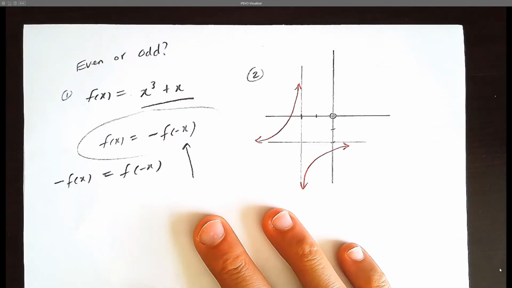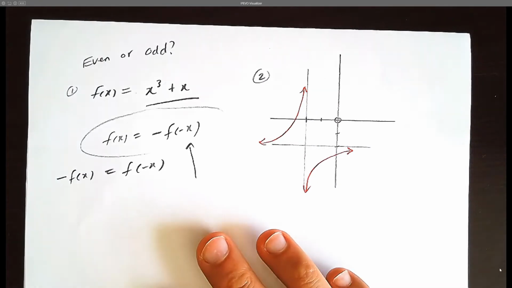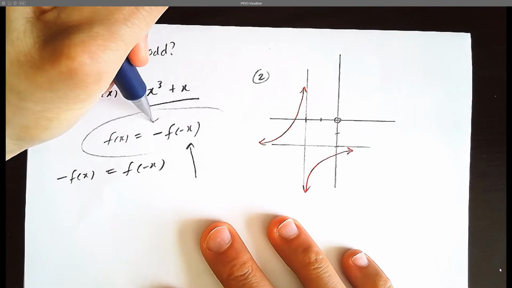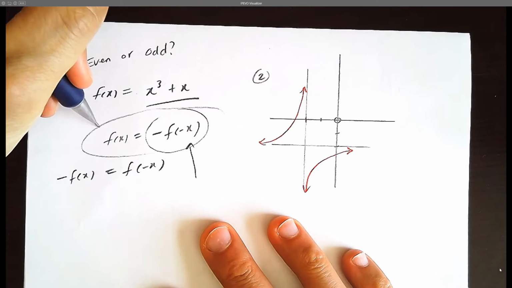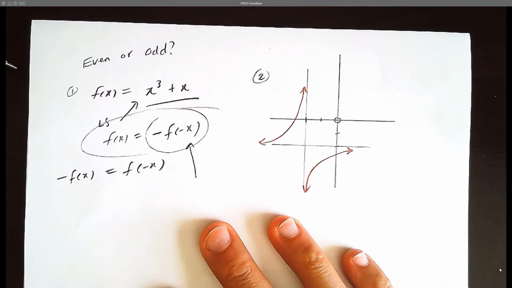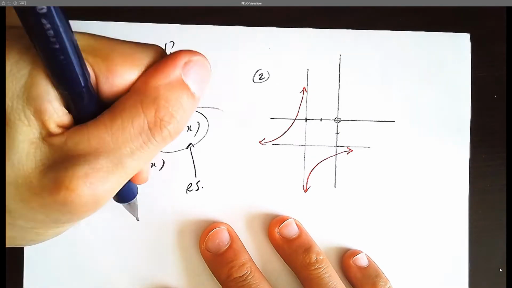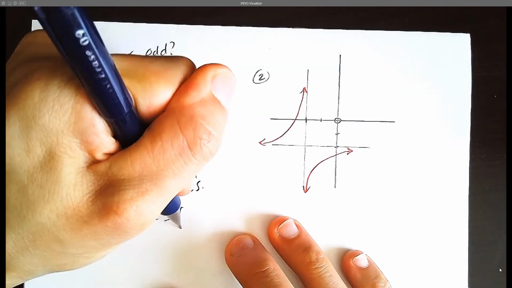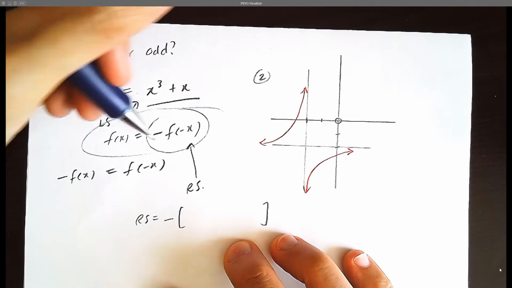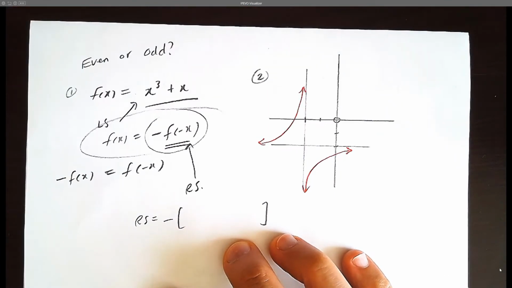Let's focus on the first definition here. So what we have to do is we have to do function substitution and figure out what the right side is. This is the left side. The left side is the original function. But this here is the right side. The right side is equal to negative something, and that something happens to be f of negative x.